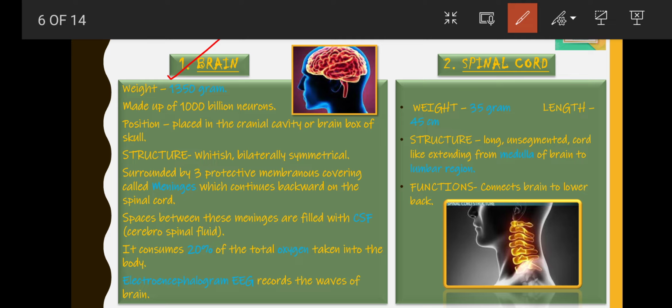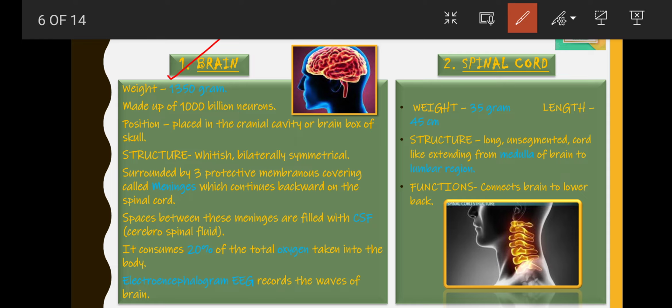On average, it weighs about 1,350 grams. It is made up of about 1,000 million neurons. Our brain consumes 20% of the total oxygen taken into the body. If blood reaching the brain has low glucose content, then dizziness, mental confusion, and loss of consciousness occur.